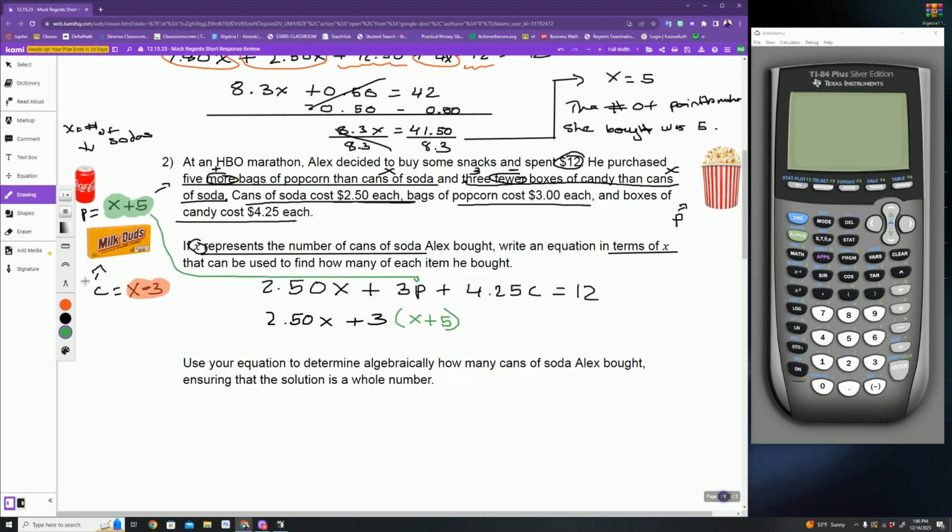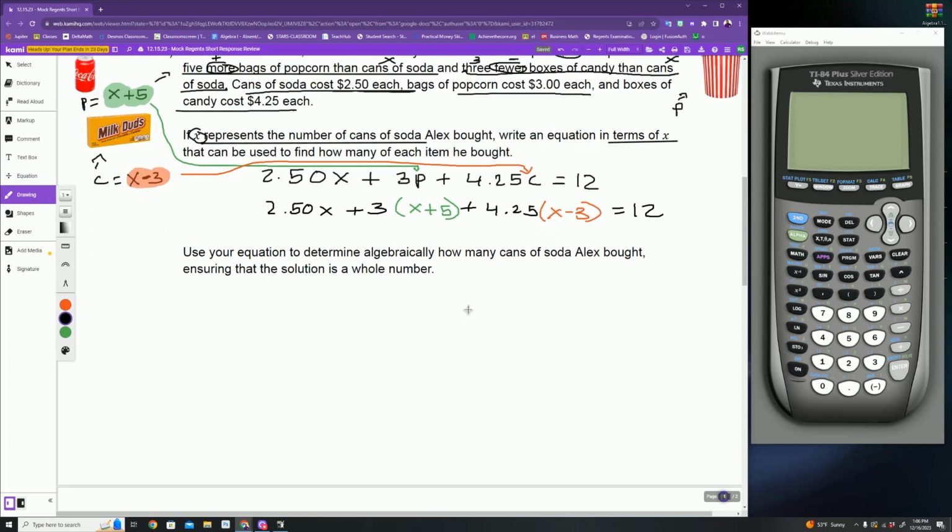X plus 5, plus 4.25 times c, which is over here. Instead of c, we're going to put x minus 3, equals 12. And right there is our equation. Now we're going to use this equation to determine algebraically how much candy was bought. 2.50x plus 3 times x plus 5 plus 4.25 times x minus 3 equals 12.